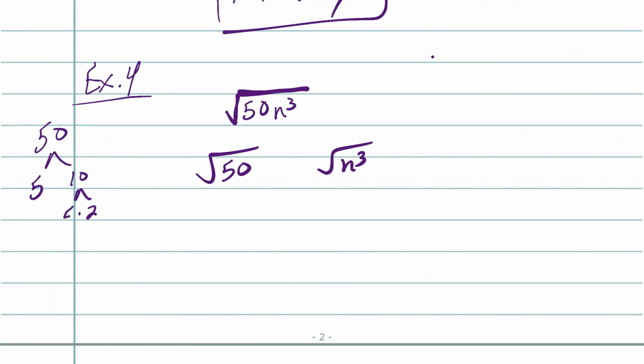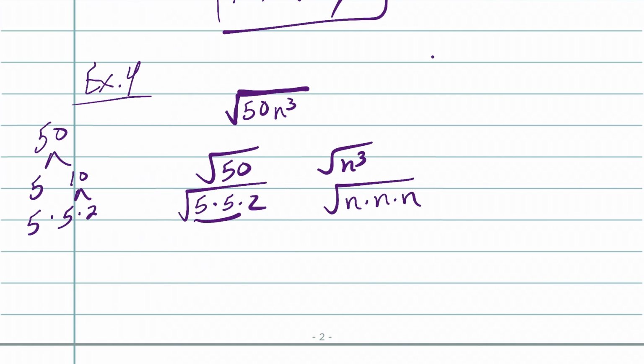10 is 2 times 5. So I could rewrite this as 5 times 5 times 2. That'll give you your pair of 5s we need. But the n to the third is n times n times n. Well, we're going to pair up 2 of those. You always have to have them in pairs of 2. So the 5s come outside the radical, leaving 2 inside the radical.